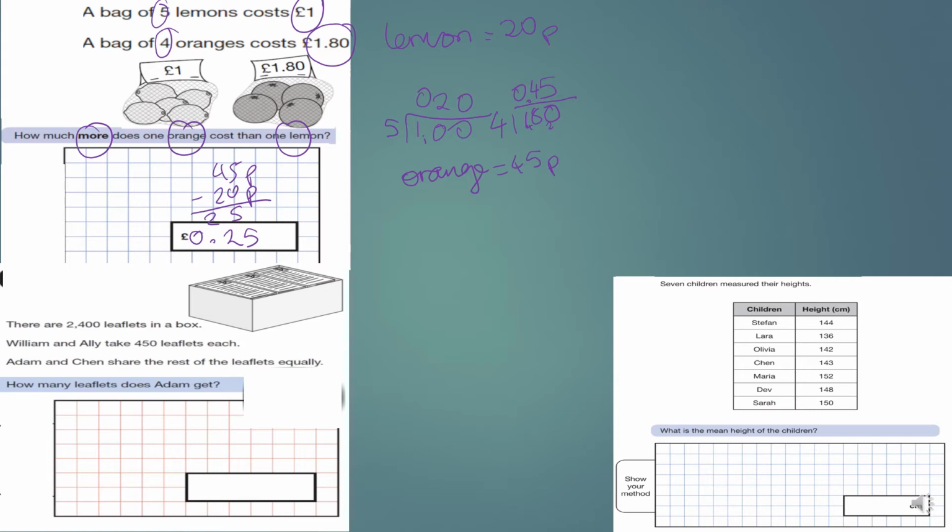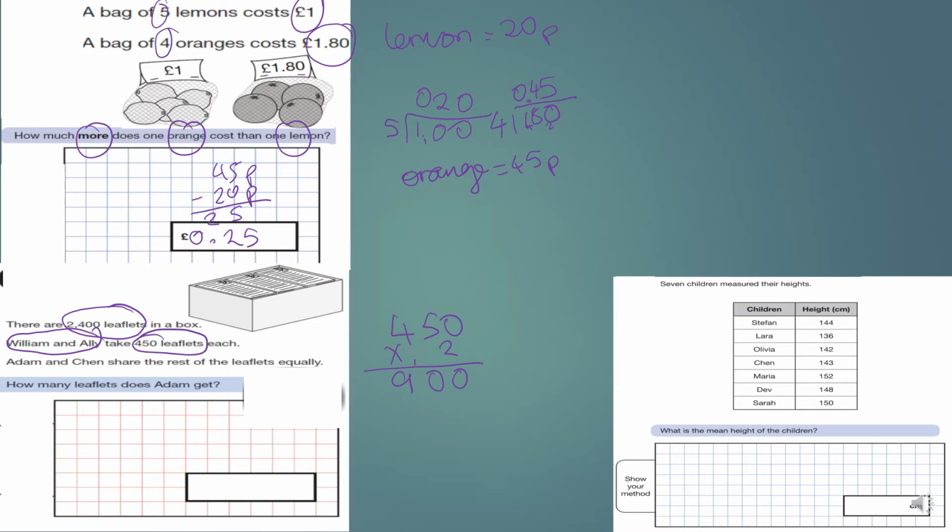So there are 2,400 leaflets. William and Ali take 450 leaflets each, so let's find that. So 450 times 2. So 2 zeros, so 2 5s are 10, 2 4s are 8 and 1 is 9. So they've had 900 leaflets.